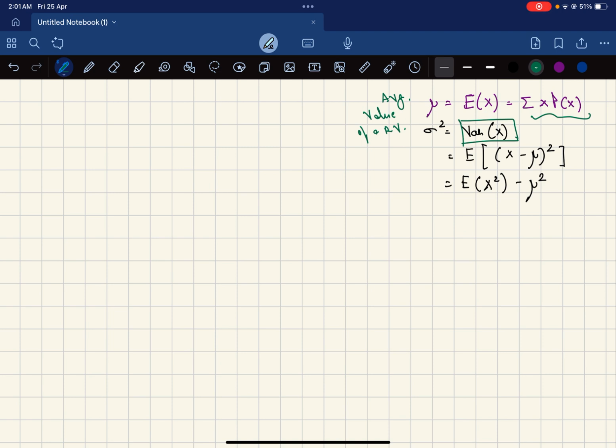And once we have computed the mean, we can calculate the variance as the difference between the second moment of x, which is expected value of x square, minus the square of mean, which we calculated above. So now going forward, we'll be looking at deriving the mean and variances for the various discrete distributions which we looked at. So starting with the uniform distribution.